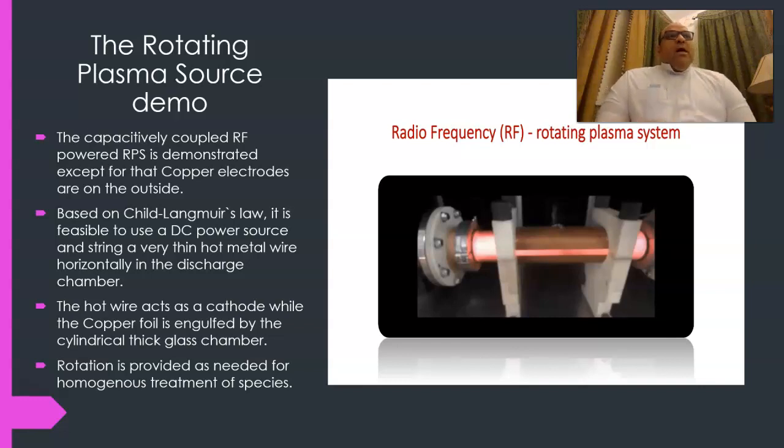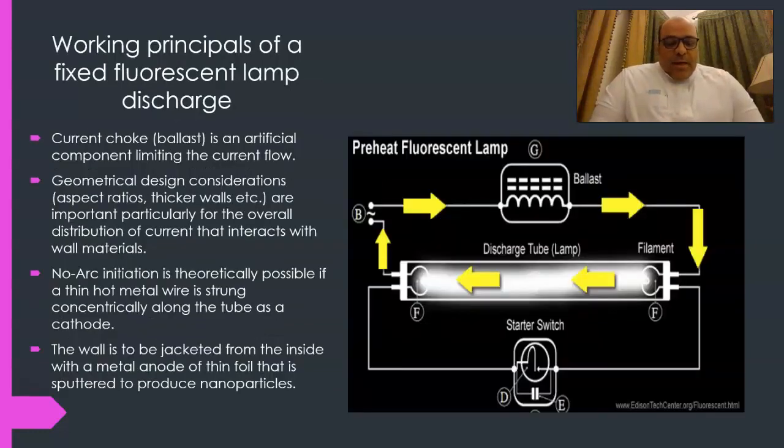Again, I will reference the Child-Langmuir law for cylindrical configuration, as we can utilize that for another concept. For example, it's been well established for the fluorescent lamp. I like to bring this example because in this case, people worked out a large flow of current, and they had to use a choke or a ballast, basically, to limit that current, without which the discharge would just basically melt down.